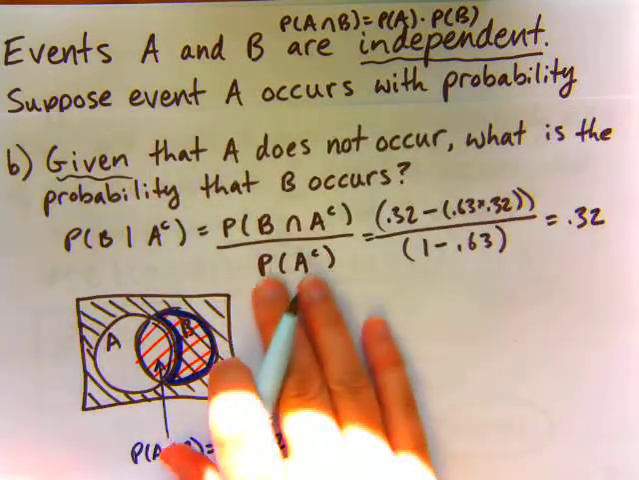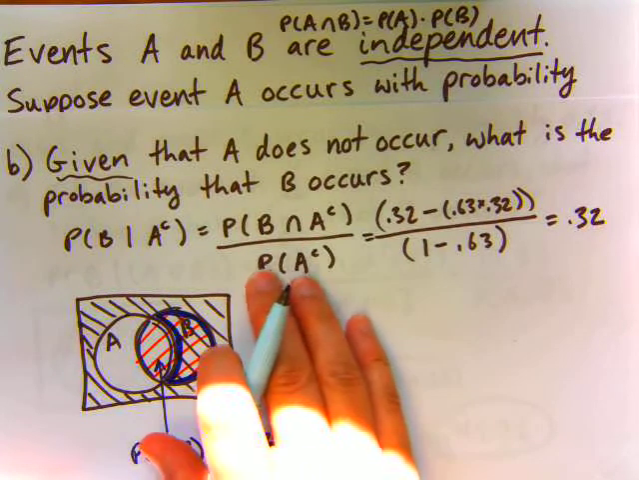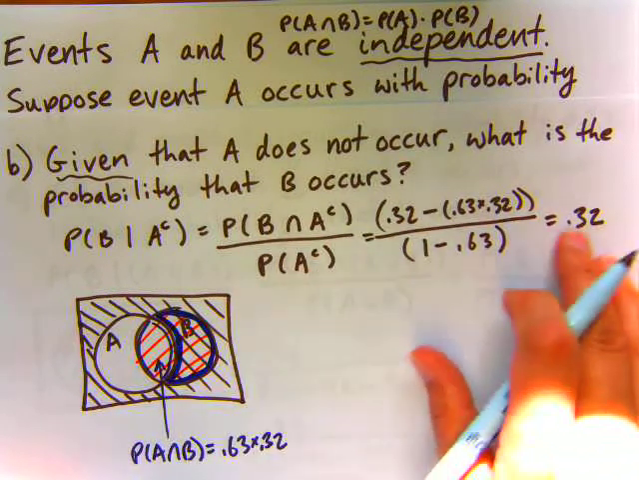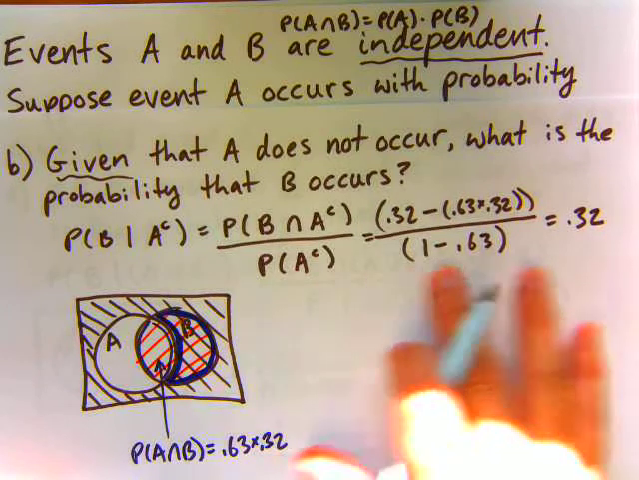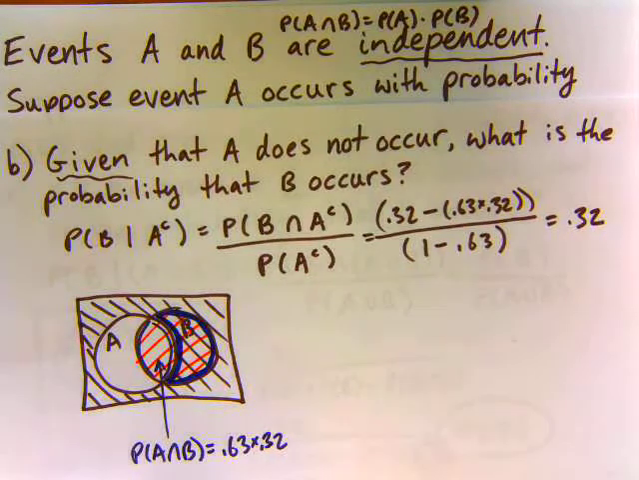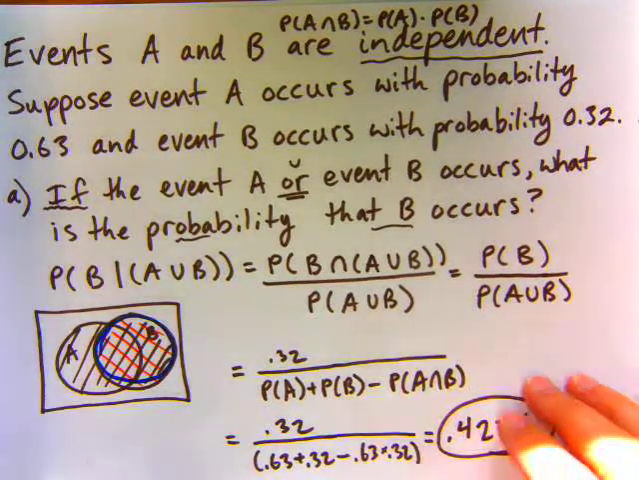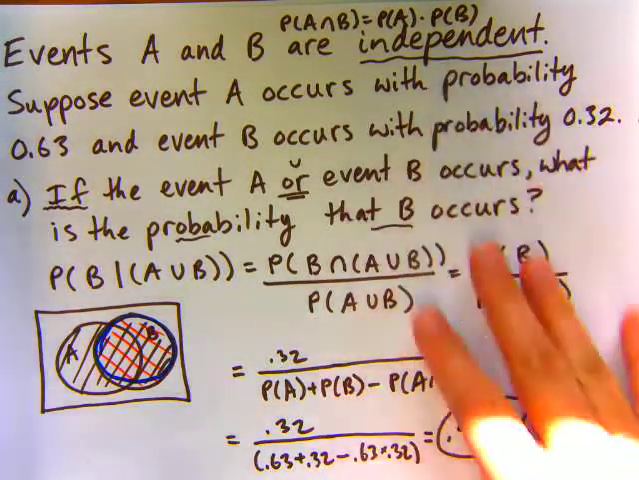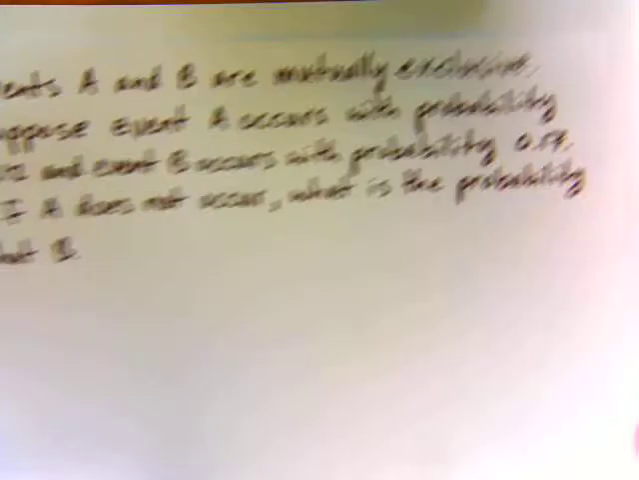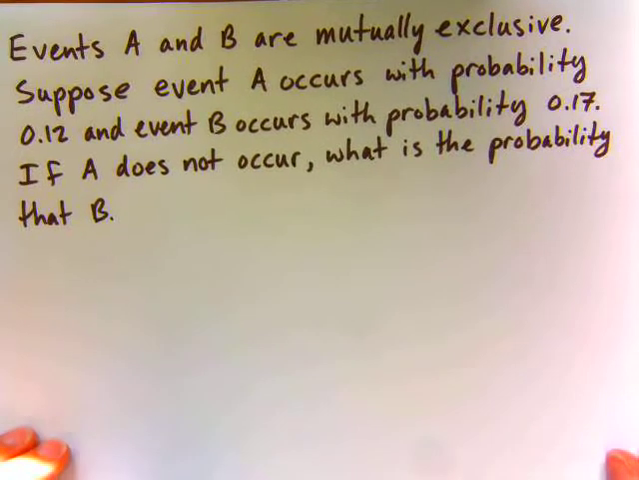You could have actually done some other things and looked at solving this, and it's coming out to be the probability of B. There's always more than one way to go about these problems. Now, if two events are mutually exclusive, that's not the same thing as independence. So let's do an example real quick when two events are mutually exclusive and look at the difference there.